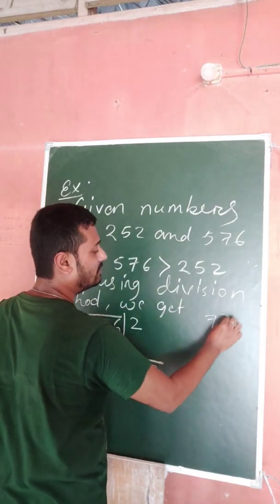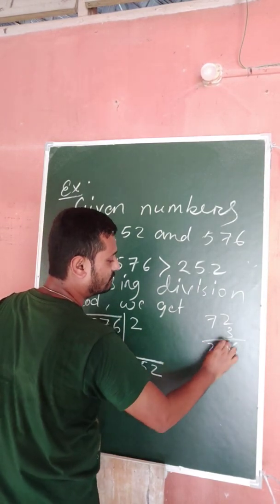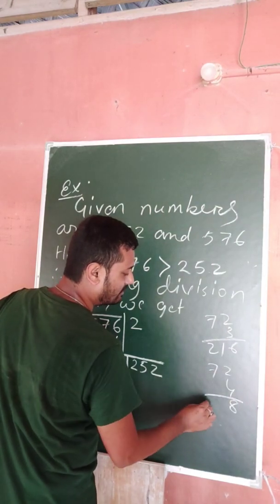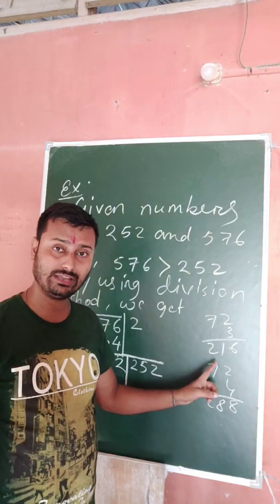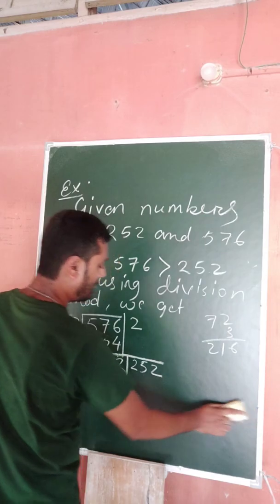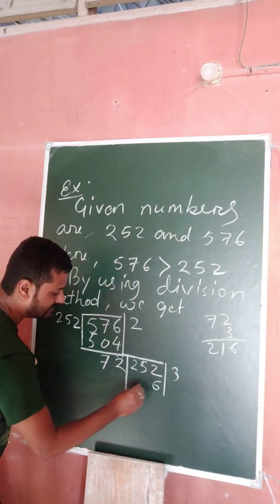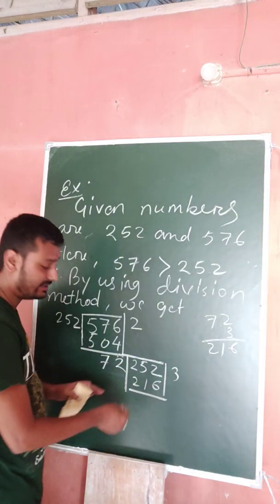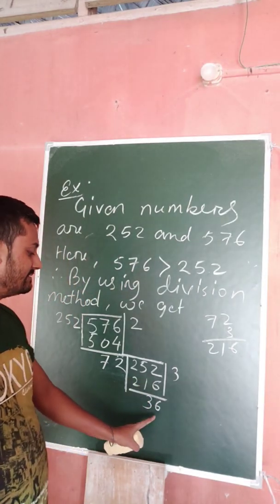So 72 into 2 is 144, 72 into 4 is 288. So 288 is bigger than 252. That means you cannot multiply 72 by 4. So you have to multiply it by 3. Whenever you multiply 72 by 3, it becomes 216. Okay. So the same things will be repeated here. 252 minus 216, so the remainder is 36.